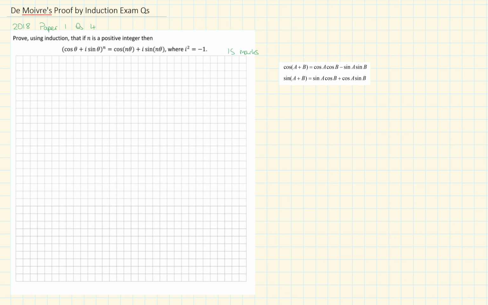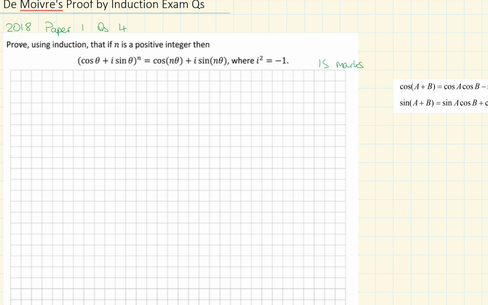Okay, so in this video we're going to look at a proof by induction exam question involving Moivre's theorem, and it's worth 15 marks. So we have our question as usual: prove using induction if n is a positive integer, so that's just always associated with Moivre's. And then they've given us what to prove here. They remind us that i squared is equal to -1.